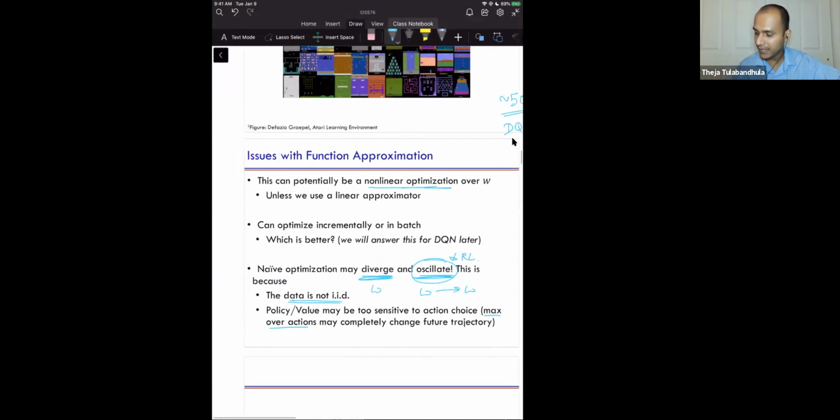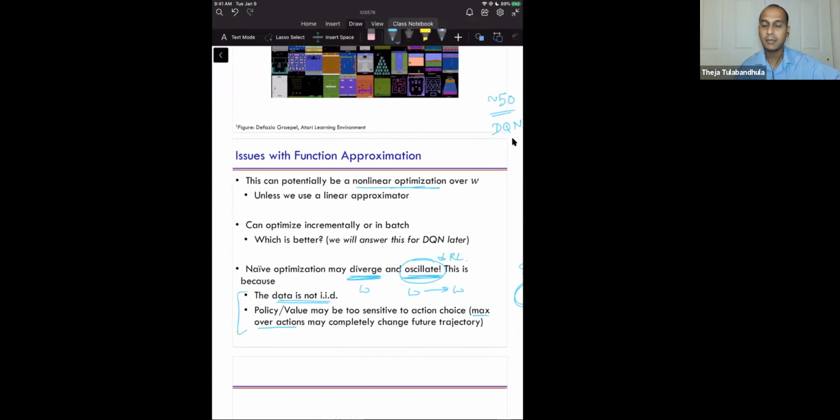So basically, these additional issues typically crop up when you directly use function approximation in a somewhat naive or straightforward way. And DQN basically tries to fix those issues in some specific ways, and we're going to look at that. Okay, so this whole thing is just a case study.